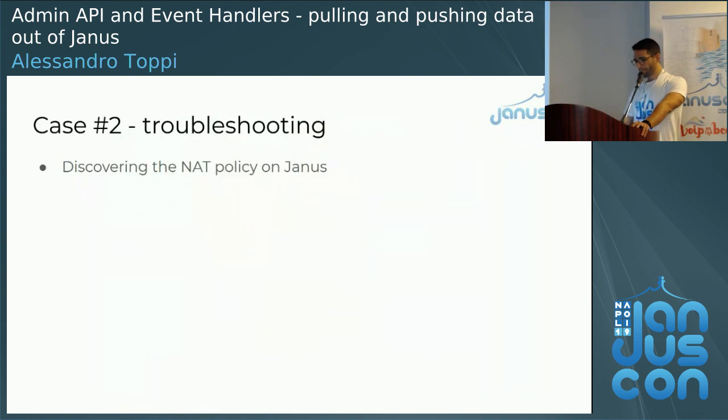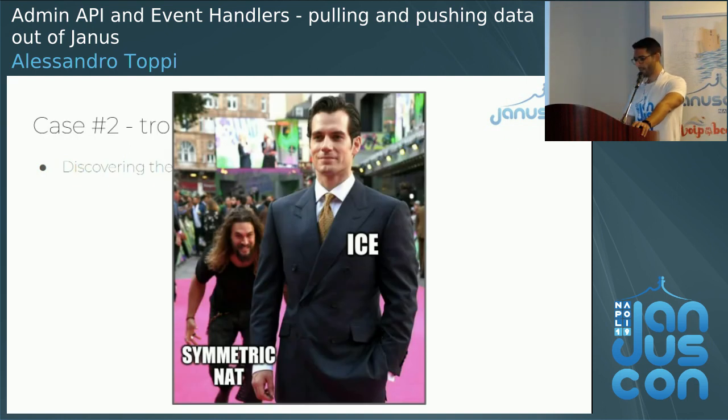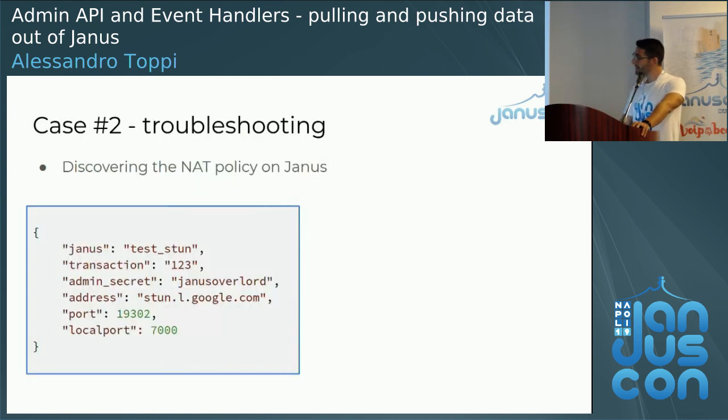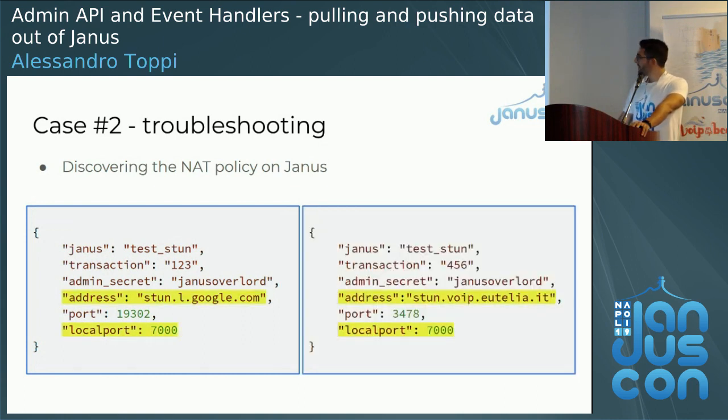And if you remember the amazing talk by Alessandro from yesterday, one of the worst enemies in the ICE process is the NAT policy. Clearly, I'm talking about symmetric NAT, and we're lucky because we have a specific message on the admin API to understand what the NAT policy is on Janus. In order to do this, you just send the same STUN check through the admin API to different servers by using the same local port. And this is a very recent addition we made, the test STUN message on the Janus Admin API.